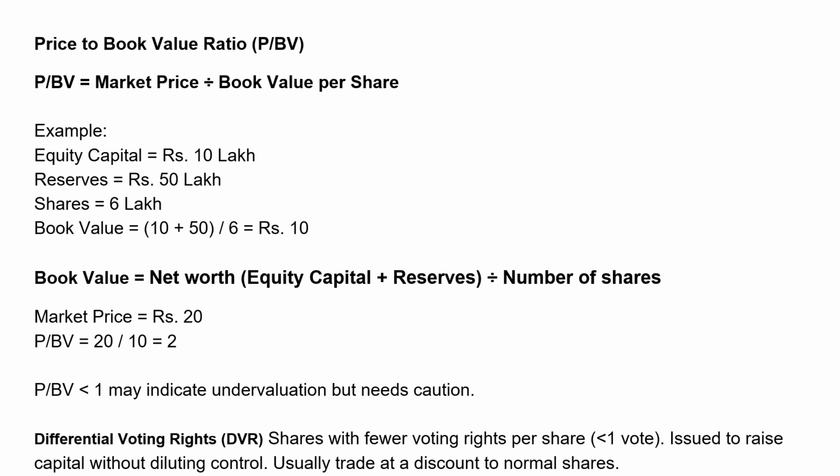Now let's find out what we mean by differential voting rights. Differential voting rights means shares with fewer voting rights per share, issued to raise capital without diluting control, usually traded at a discount to the normal price. Sometimes the company wants to raise capital, but they don't want to give away the voting rights to people. So in those cases, they can launch shares which give differential voting rights.